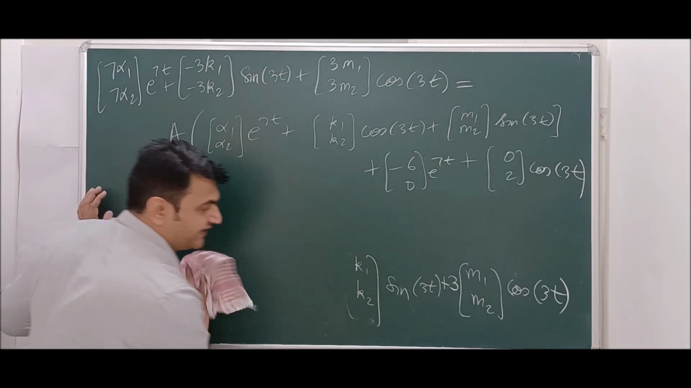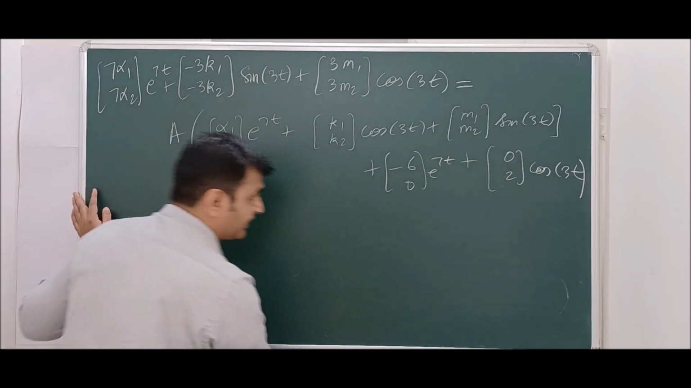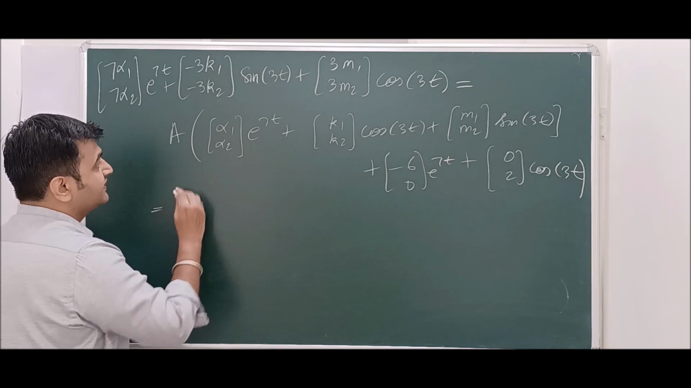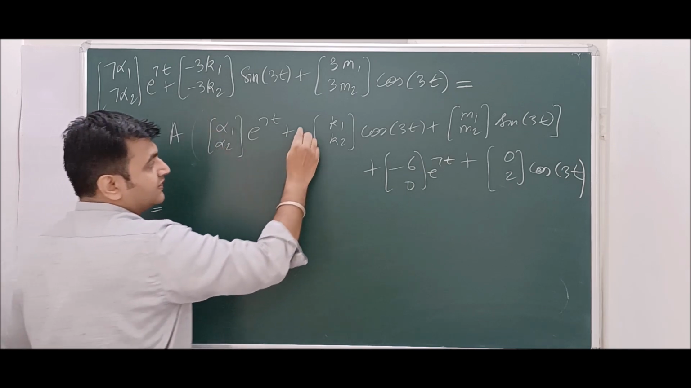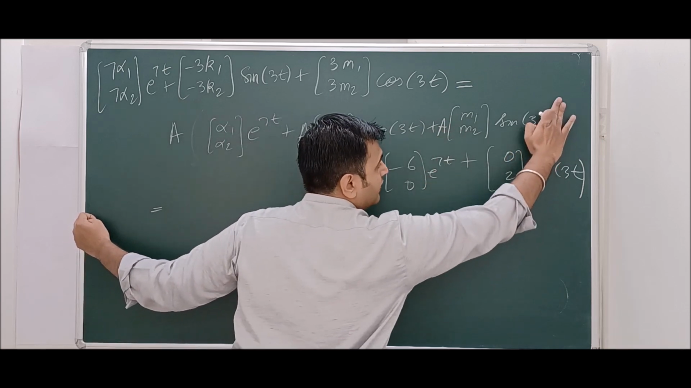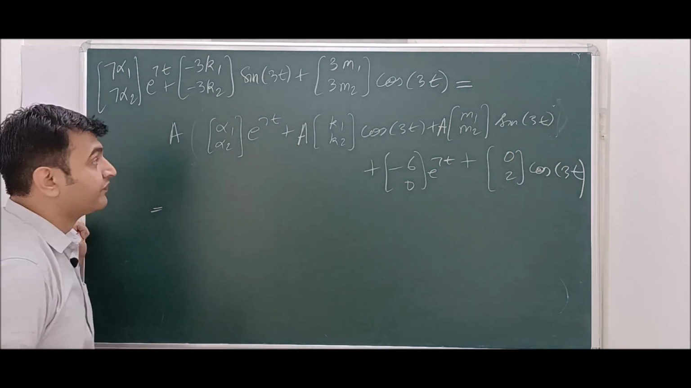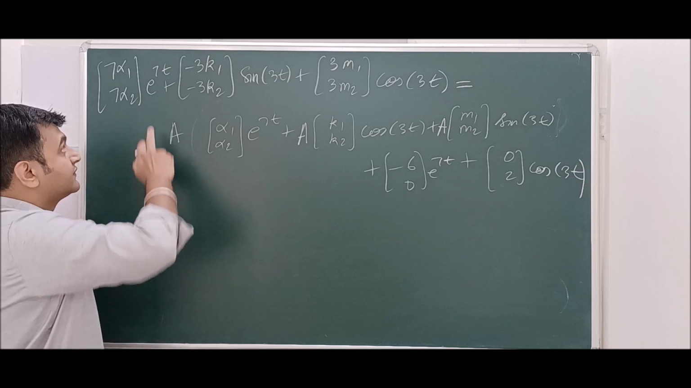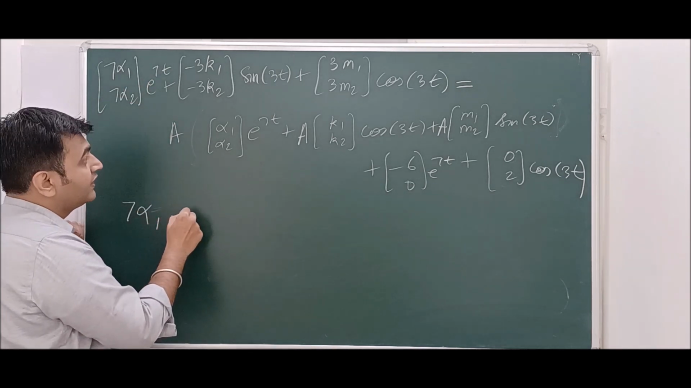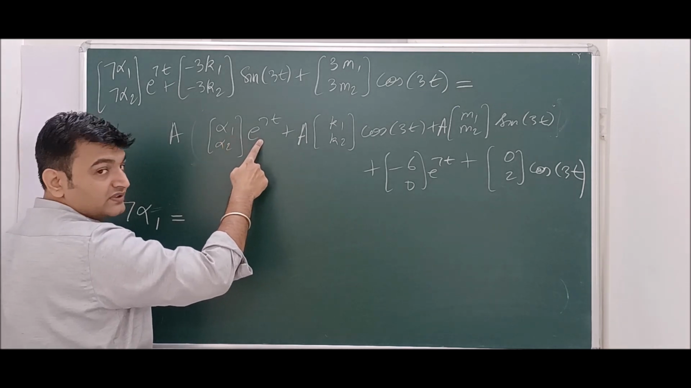Now it's very lengthy, so I won't be solving ahead. But yeah, the idea is what now? You multiply, you take this A inside. So this is A into this plus A into this plus A into this and plus these two terms. So then you compare the coefficients. For e raised to 7t, what is the first coefficient? 7 alpha 1 equal to, what is the coefficient of e raised to 7t?